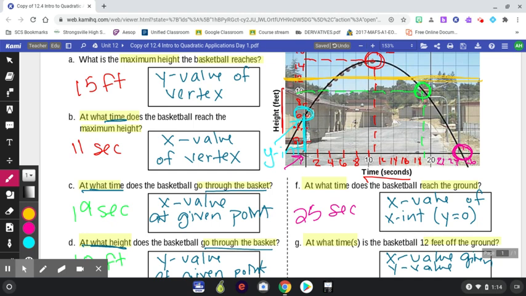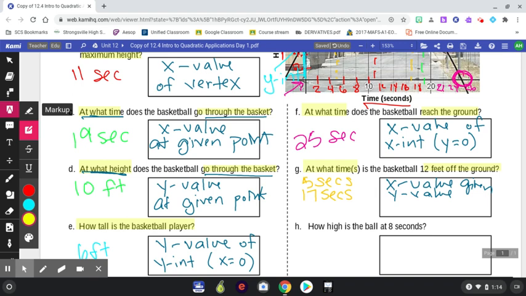And what I notice when I do that is that I go through that height of 12 twice, once on the way up and once on the way down. And so it looks like I hit 12 feet at 5 seconds. And on the way back down, I hit 12 feet at 17 seconds. So it's possible that we have 2 answers because I'm passing through a height of 12 feet twice.